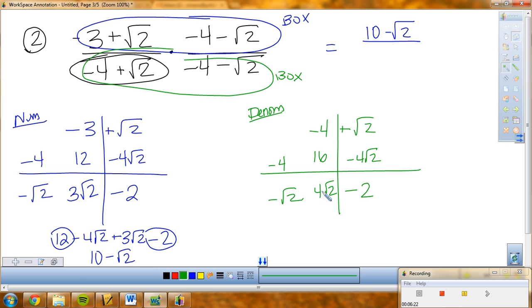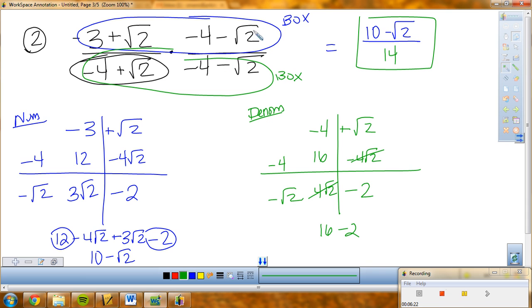Here again I have my like terms, so positive 4 root 2 and negative 4 root 2 are going to cancel, and I'm just going to end up with 16 minus 2, which is going to simplify to 14. And here I double check, is there anything I can simplify? 10 and 14, yes, but because I can't simplify that with the coefficient in front of my root 2, this is going to be my final answer.